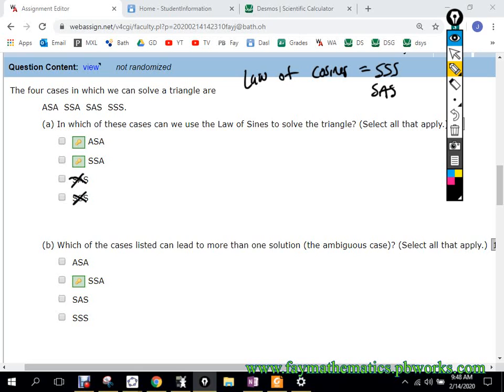You can also use law of sines with angle side as well. I don't know why I don't have that one in here. But it says which of the cases listed can lead to more than one solution. They're saying the ambiguous case. And that's the one side angle.